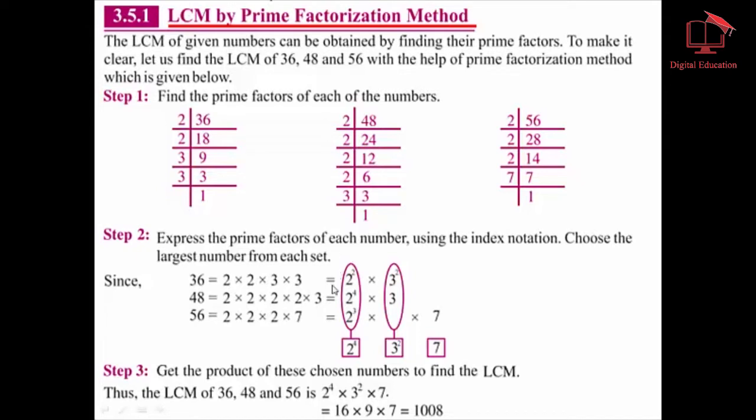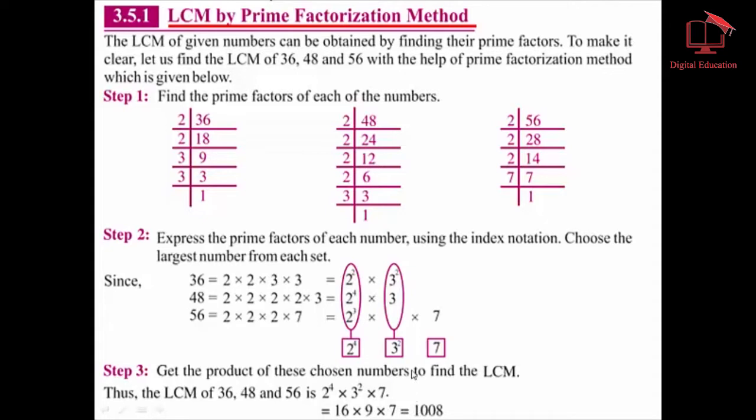Here we will circle the common bases with the largest powers. Now the largest power is 2 power 4, then 3 power 2 and 7 as it is. Now 2 power 4 is 16, 3 power 2 is 9 and the last is 7. If we multiply all these three numbers, we get the answer 1008.